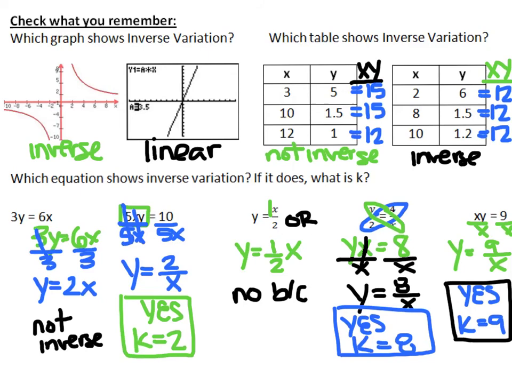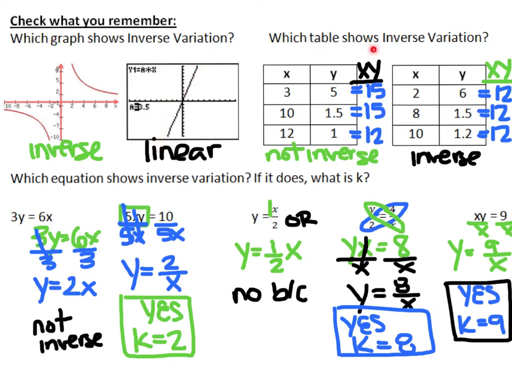Alright, so which graphs show inverse? Clearly the first one does show inverse, because notice there are curves and they do not touch the x-axis or the y-axis, both of those curves. The second one, notice it is not inverse, it's actually linear. Why is it linear? Because that is a straight line.